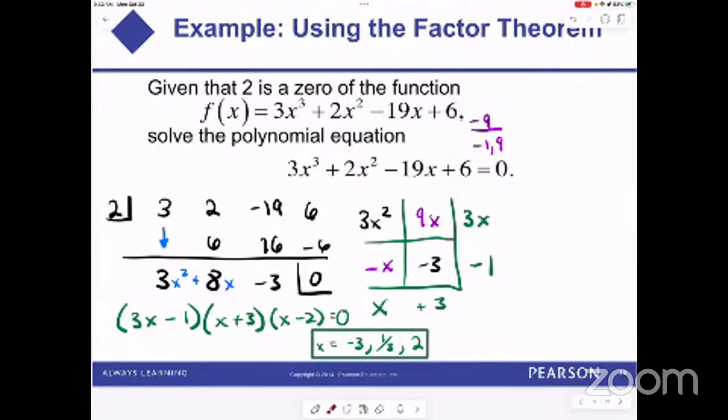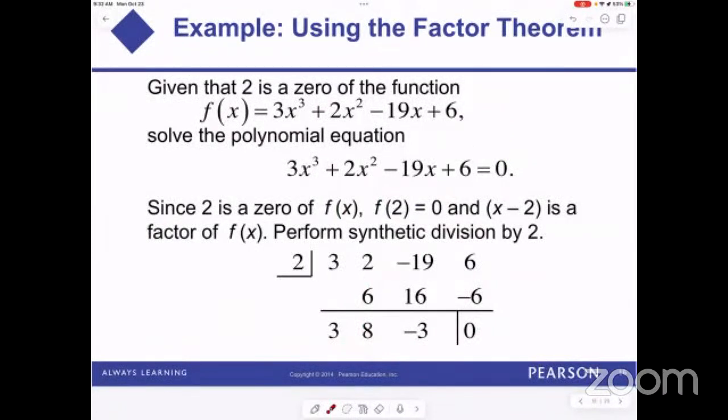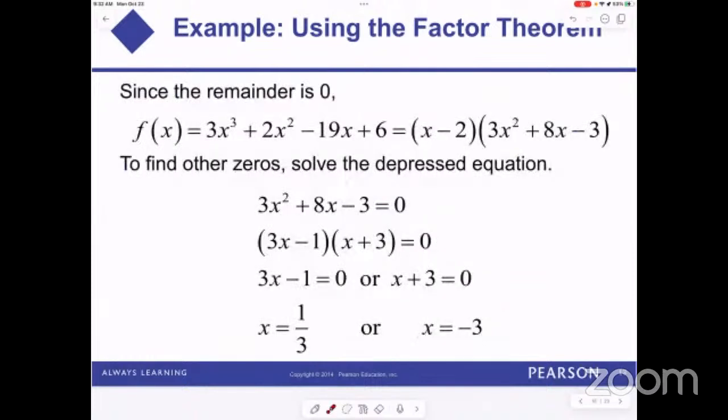So given that 2 is a 0, since we confirmed it, we got a remainder of 0. So then we just factored 3x squared plus 8x minus 3, and then we got those same results.